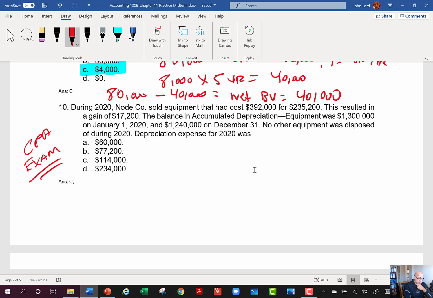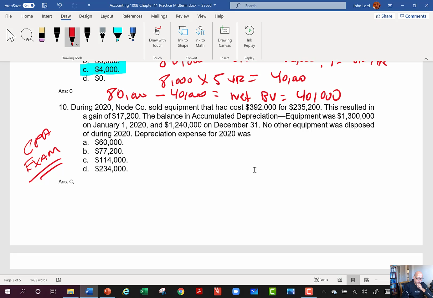So during 2020, Noro Company sold equipment that had a cost of $392,000 for $235,000. This resulted in a gain of $17,200. So they sold the equipment and got a gain out of it. The balance in the accumulated depreciation account was $1,300,000 at January 1st, 2020, and $1,240,000 at December 31st. So they give me the beginning balance for 2020, and the ending balance for 2020. No other equipment was disposed of during 2020.